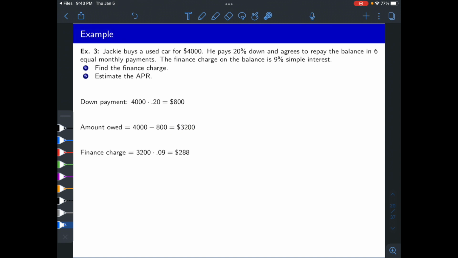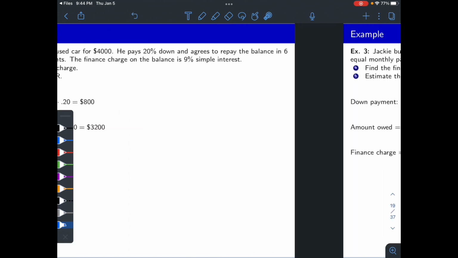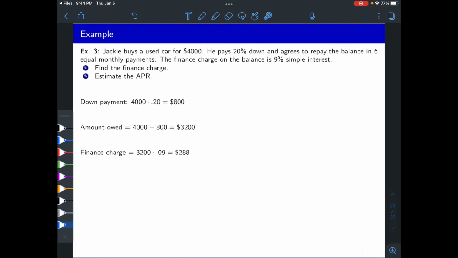Okay, so what's the finance charge? The finance charge on the balance is just 9% simple interest. So we take the amount owed, and then we compute 9% of that. That is equal to $288. Okay, and now we're done with the first part. We've calculated the finance charge by taking away the down payment and then computing 9% of that.